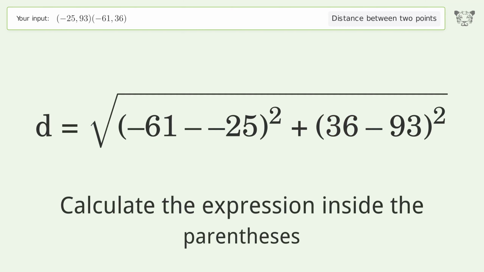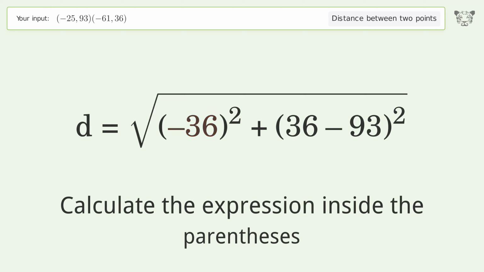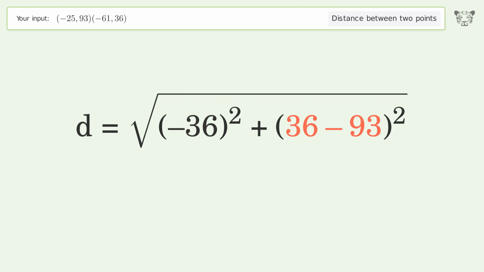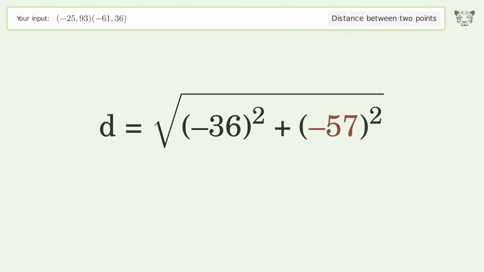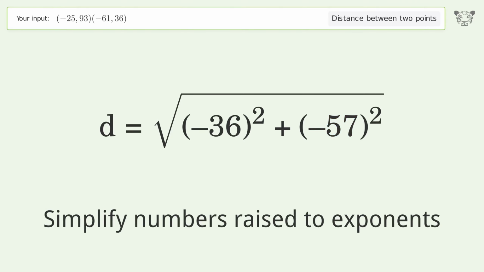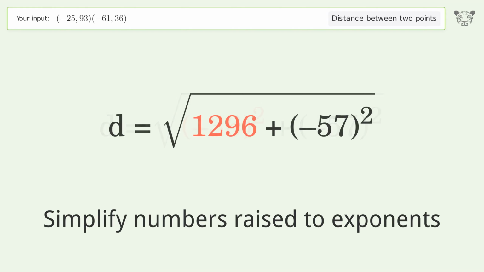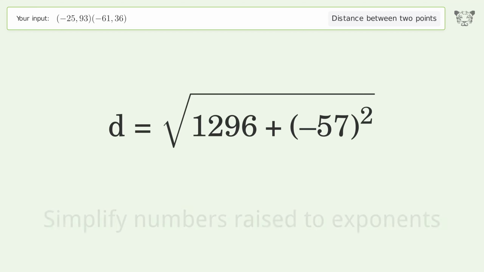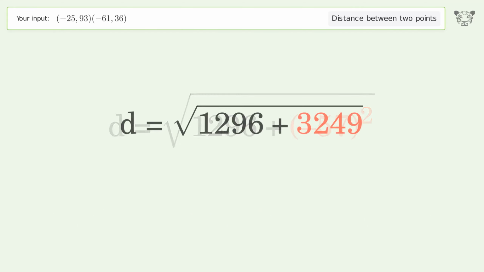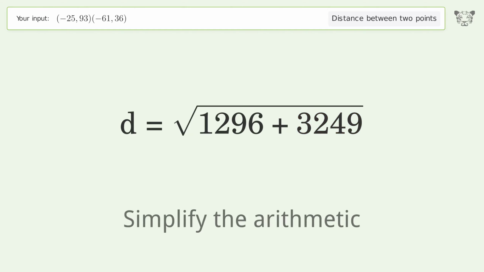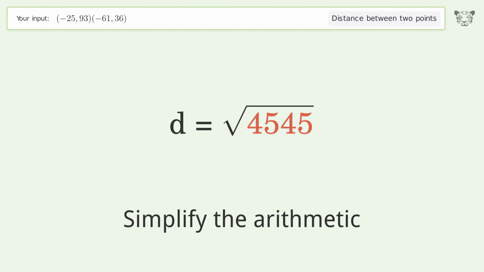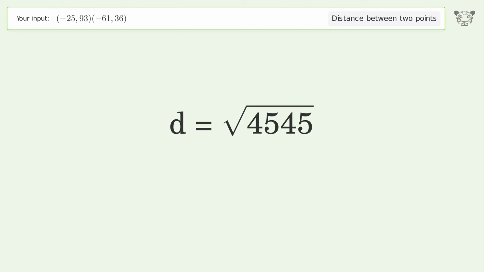Calculate the expression inside the parentheses. Simplify numbers raised to exponents. Simplify the arithmetic. And so the distance between the 2 points is the square root of 4,545, or 67.417.